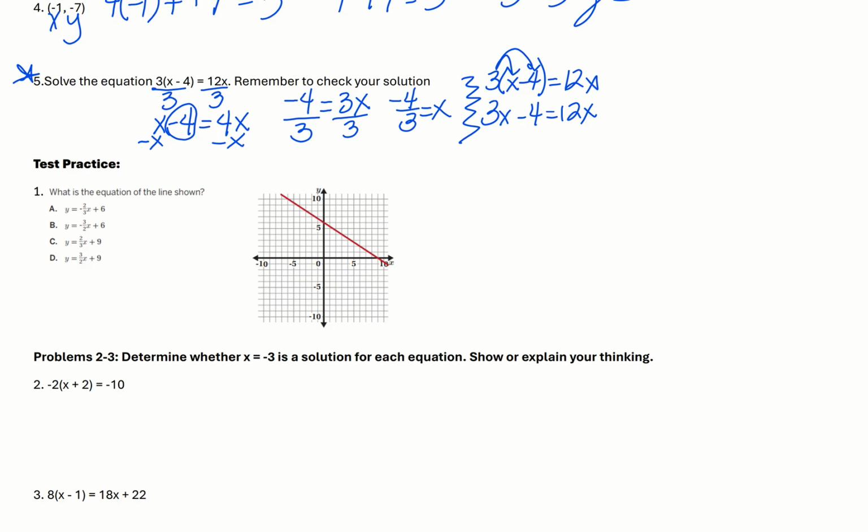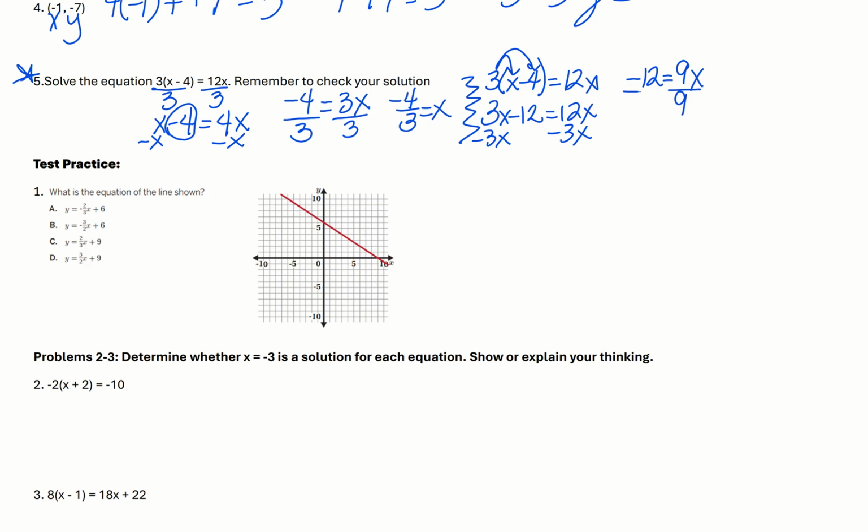Oh, I made a mistake. Hold on. I did not distribute here. See, you got to check your work. 3 times negative 4 is negative 12. I apologize. There we go. So I'm going to now get my x's again together. So positive 3x inverse is negative 3x. And we're going to get negative 12 equals 9x.